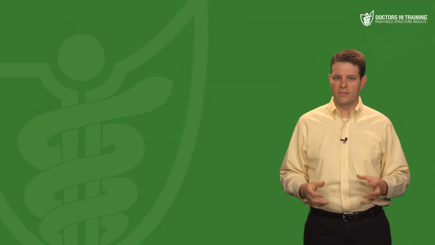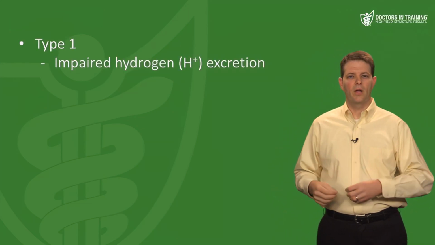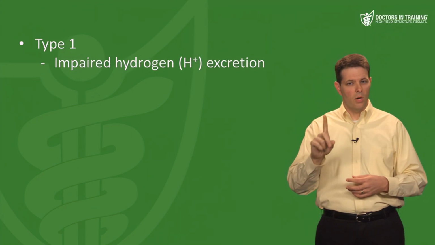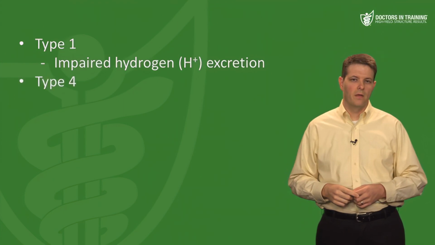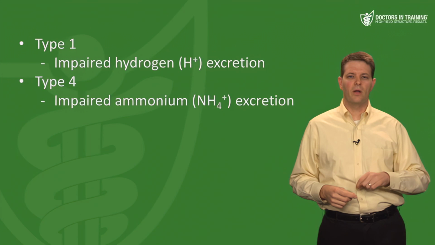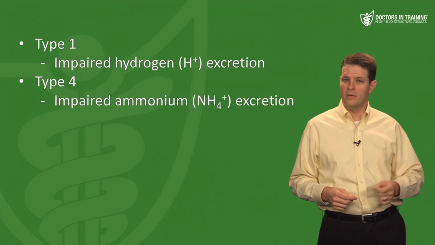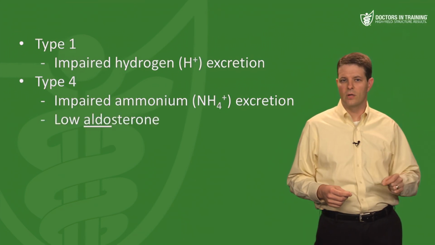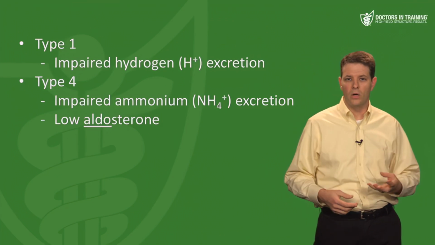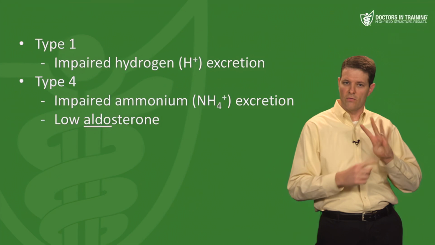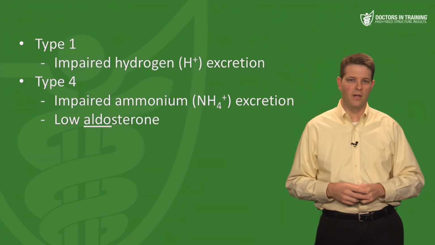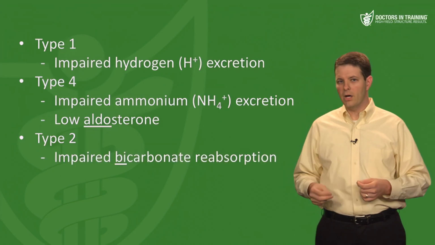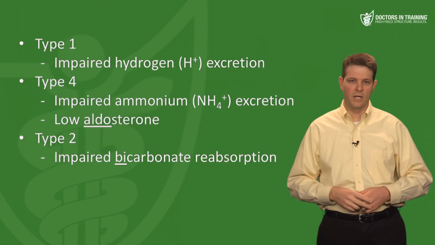Now, we have a mnemonic to help keep all these straight. Type 1 RTA has to do with impaired hydrogen excretion. And the symbol for hydrogen is H, which is one letter. So type 1 RTA, hydrogen excretion is impaired. Then type 4 RTA has to do with impaired ammonium excretion. And the chemical formula for ammonium is NH4, type 4. And type 4 is also associated with low aldosterone. And lots of people abbreviate aldosterone as aldo. And aldo has 4 letters, A-L-D-O, 4 letters, type 4 RTA from hypoaldosteronism. And then type 2 RTA has to do with impaired bicarb reabsorption. And the bi in bicarb makes you think of 2, so type 2 RTA.